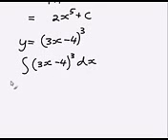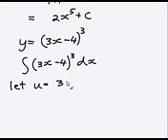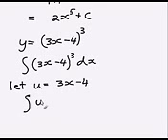Now working it out, I have to use a few tricks. First of all, what I can do is use a variable. I'm going to use a u to equal what's inside the brackets. So I'm going to let u equal 3x minus 4. Now I can rewrite the integral, but instead of 3x minus 4, I'll just write u. So it becomes just the integral of u cubed dx.